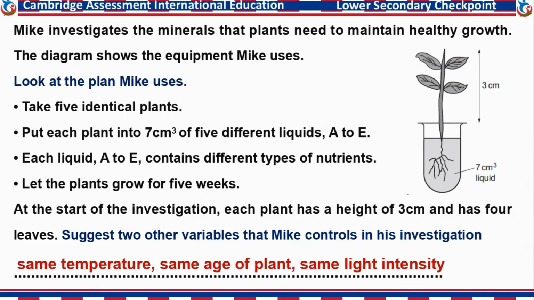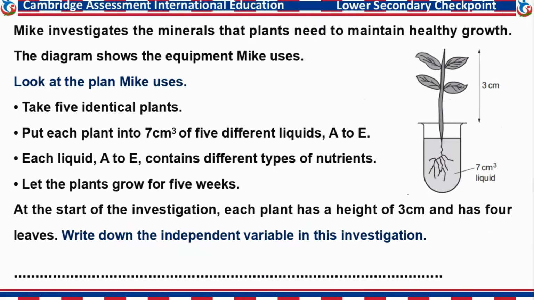So they must be exposed to the same temperature. The plants must be of the same age and they must be exposed to the same light intensity. All these are what we call the control variables. Now, look at the next question that follows.